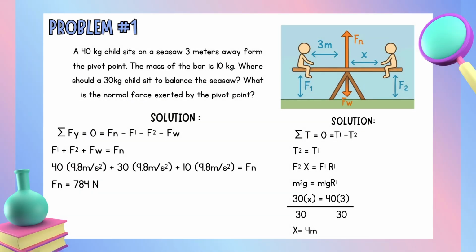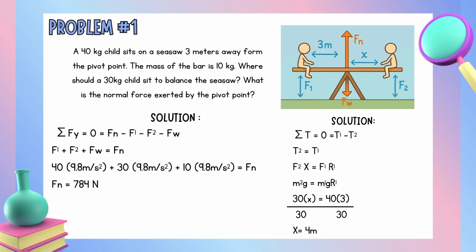Here's another problem. A 40 kg child sits on a seesaw 3 meters away from the pivot point. The mass of the bar is 10 kg. Where should a 30 kg child sit to balance the seesaw? What is the normal force exerted by the pivot point?